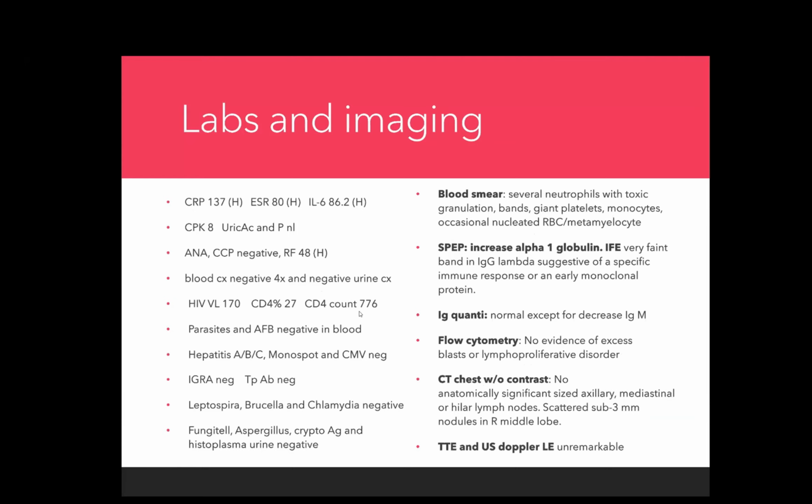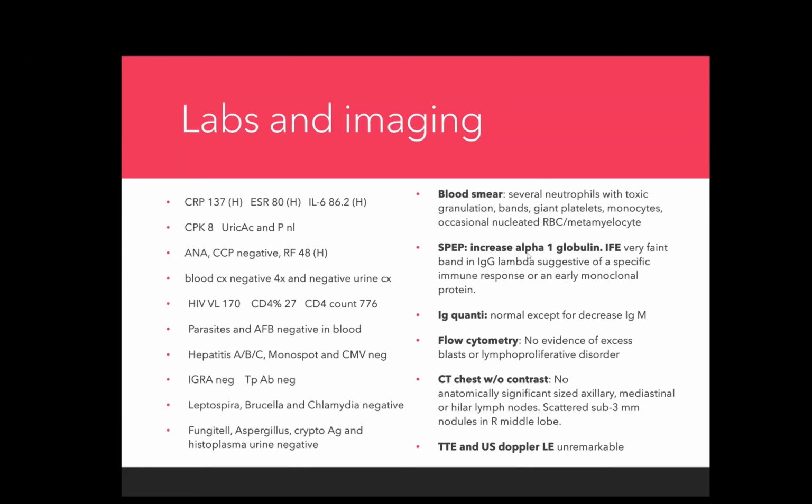Your CD4 count 776. Parasites thick and thin smear was negative. AFB in blood was negative. Your hepatitis, EBV, and CMV antibodies negative. TB negative. Leptospira, Brucella, chlamydia negative. Your fungitell, Aspergillus, crypto antigen, urine histoplasma were negative.